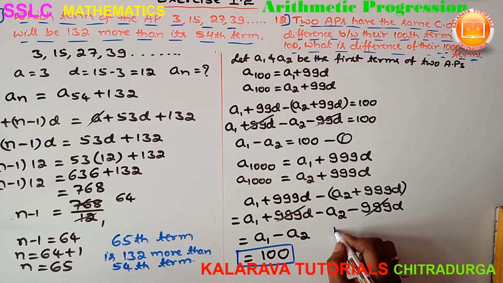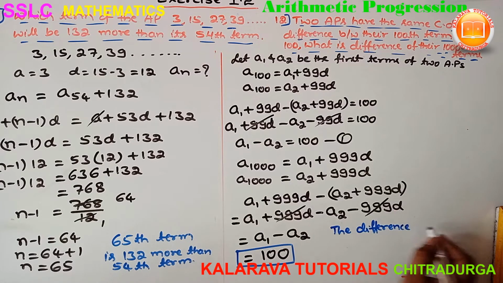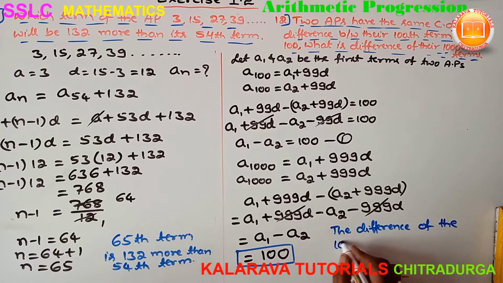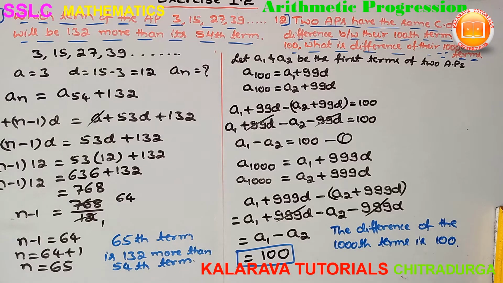So we write the difference of the 1000th terms is 100. So this is the difference of the 1000th terms.